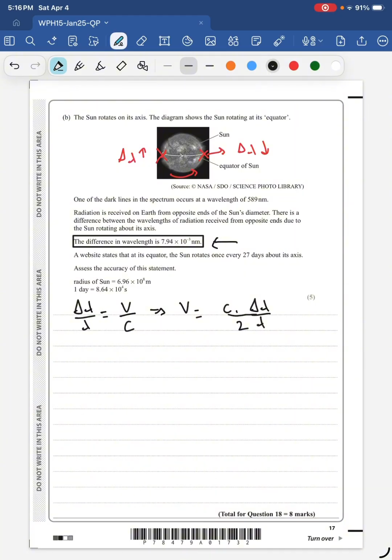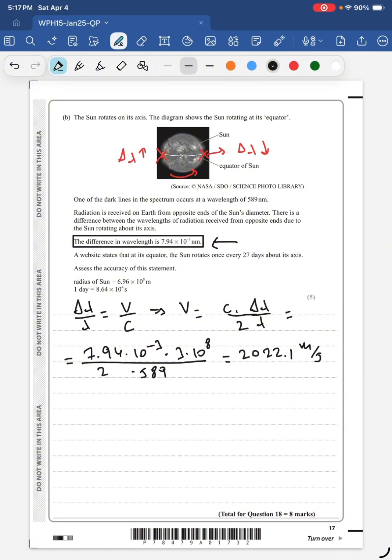Okay, so if we take the average, because this is the difference from the two sides, we have to average. So if we plug in values, we will find 7.94 times 10 to the negative 3 times 3 times 10 to the 8 over 2 times 589, which is the original wavelength. This will give us 2022.1 meters per second for the velocity of rotation.